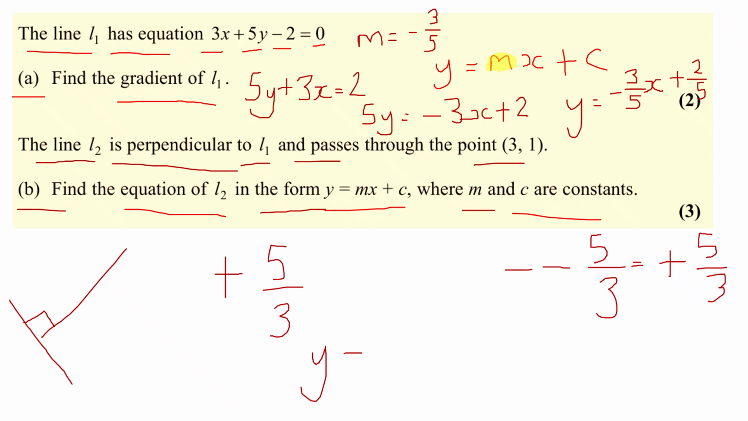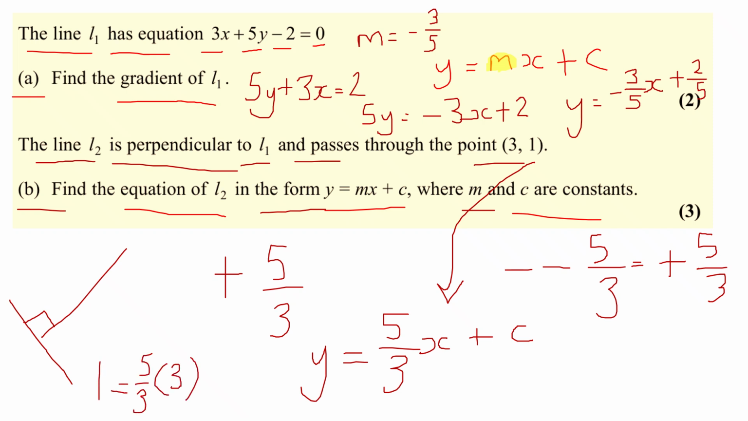So my answer is going to be in the format y is equal to 5/3 x plus c. I'm now going to substitute in x is 3 and y equals 1 to work out the value of c, because it passes through that point and this point lies on it. So we got 1 is equal to 5/3 multiplied by 3, plus c. 5/3 times 3 is 15/3, which is equal to 5. So we got 1 is equal to 5 plus c.